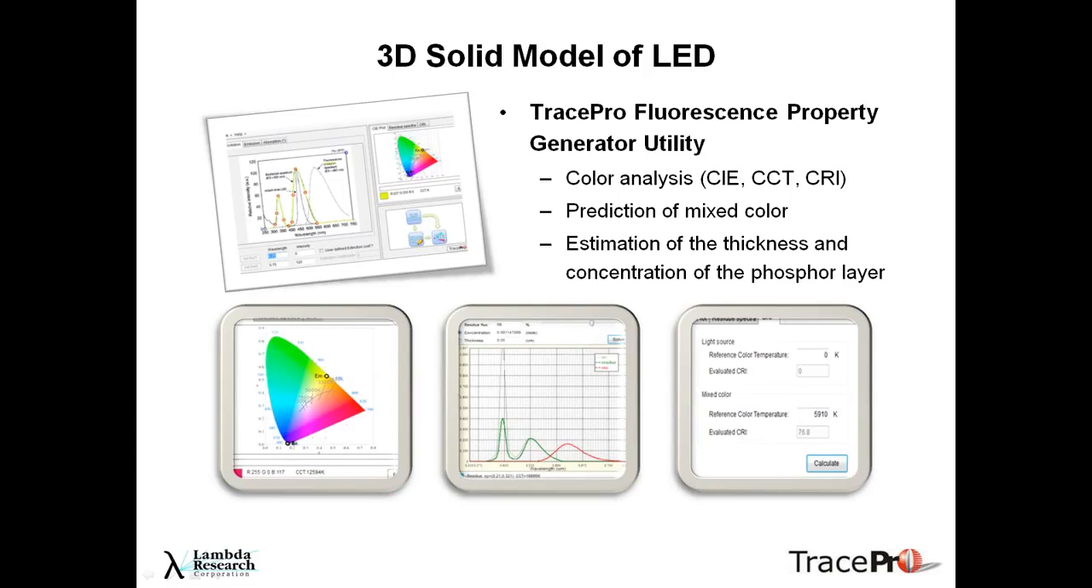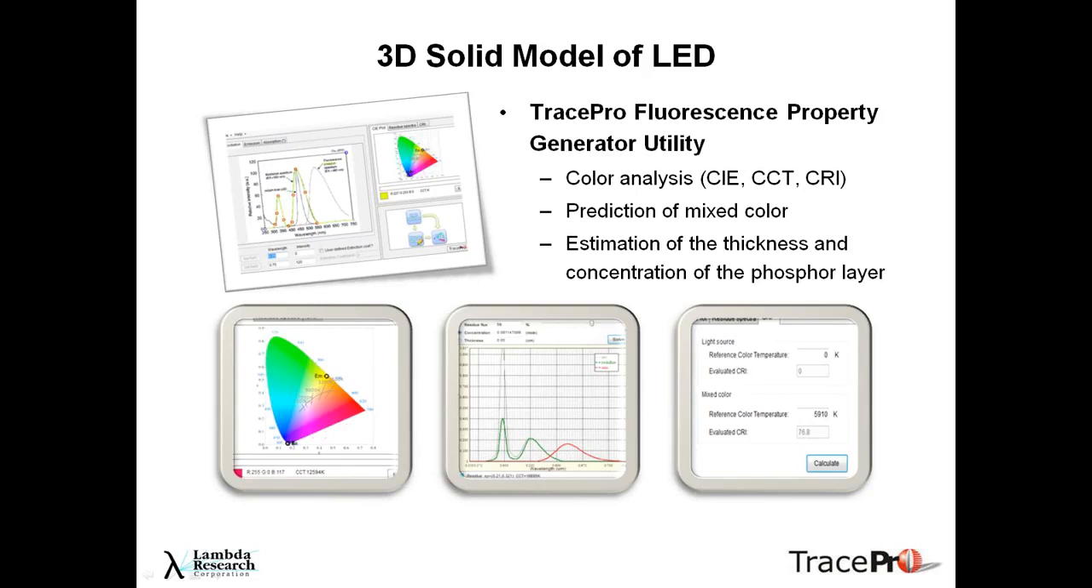Also used in this model was the TracePro fluorescence property generator utility. It's a feature in TracePro Expert that you can find in the utilities menu. And we can use that to set the absorption, excitation, and emission spectra, as well as the source, in this case, say a blue LED that's illuminating this phosphor.